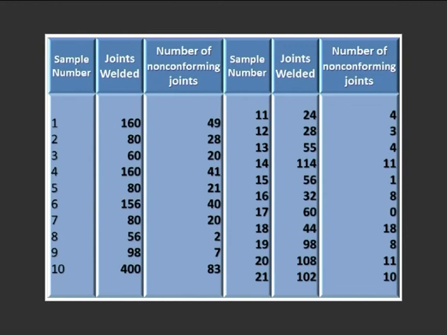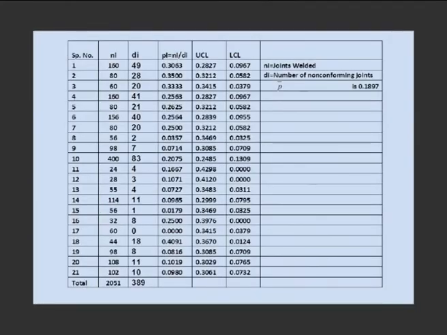Now, the P chart is a suitable chart for this example because of the data. We have the sample subgroups, there are 21 subgroups, the second column is the joints welded, and the third column is the number of non-conforming joints. Observe that the number of joints welded in each case is different. So, n is varying and the data observed are the number of non-conforming joints, hence the P chart is a suitable chart. So, how to evaluate this?